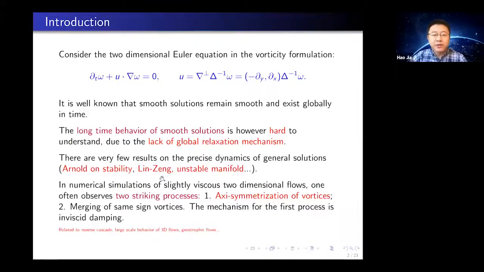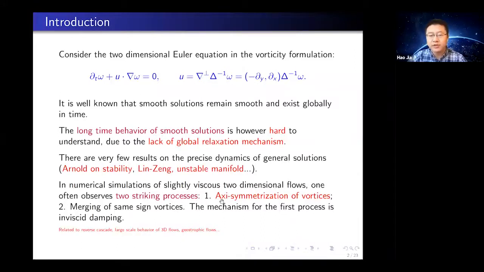But in numerical simulations, especially of slightly viscous, with viscosity very small, two-dimensional Navier-Stokes flow, and actually even if you numerically simulate the 2D Euler, sometimes it is difficult to distinguish the two, because very often the numerical scheme could involve some cutoff in frequency. But in any case, at least for slightly viscous two-dimensional flows, one often observes two very prominent processes.